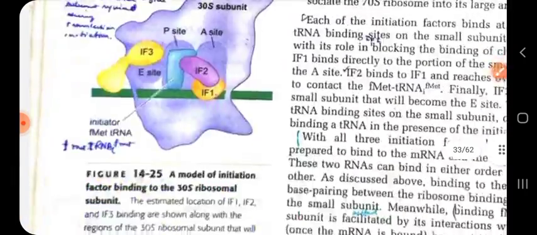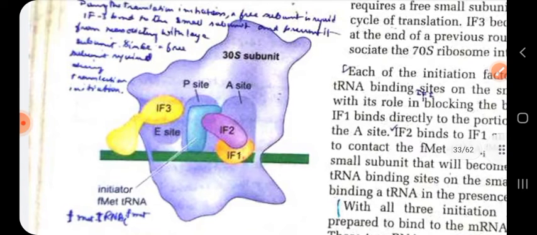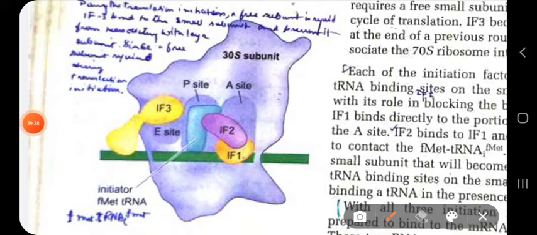Now this is a more clarified diagram which shows how the initiation factors associate with the small ribosomal subunit. You can see IF3 has been attached. What IF3 does, you already know. IF3 prevents the assembly of the large and the small ribosomal subunits, because a free ribosomal subunit is required for the translation process to begin.